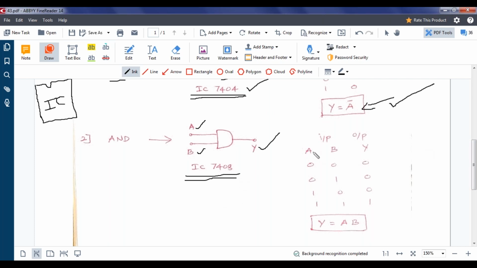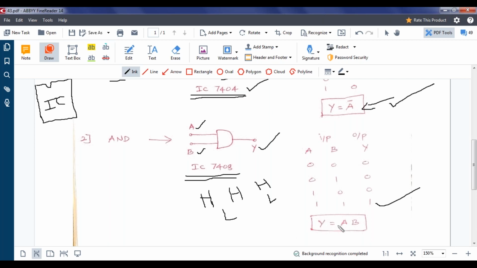Next on the truth table, A and B are your input, Y is your output. I think you all know 0 0 na 0, 0 1 na 0, 1 0 na 0, 1 1 na mattu you will be getting 1. So AND gate is nothing but both the inputs are high. Both the inputs are high, your output will be high, isn't it? That is called AND gate. If any one of the inputs is low, your output will be low. This is what the truth table of your AND gate.